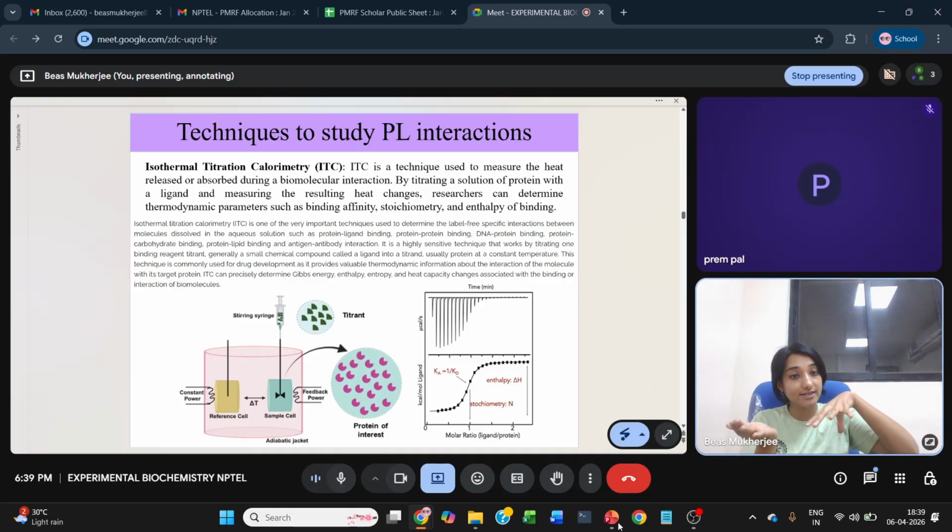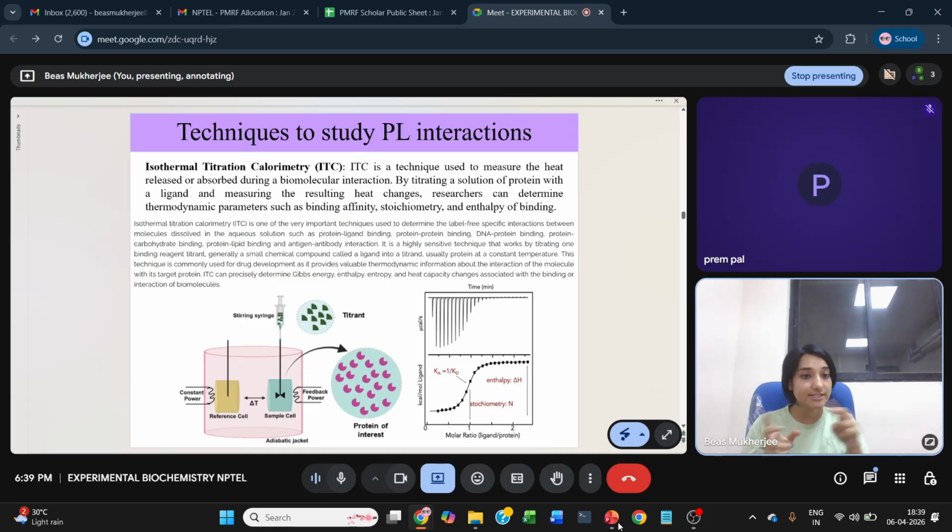Then you add the ligand. Once you add the ligand, once again there is some temperature difference. Let's say this temperature is reduced. So that means it is an exothermic reaction, right? And then what is happening? No, let's say the temperature is increasing. So that means it is a what? Endothermic reaction. Then what you have to do is you have to change the temperature of the reference cell once again.